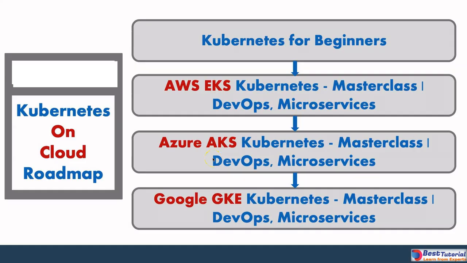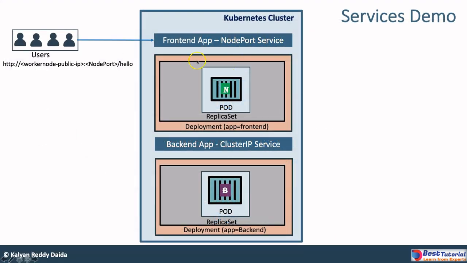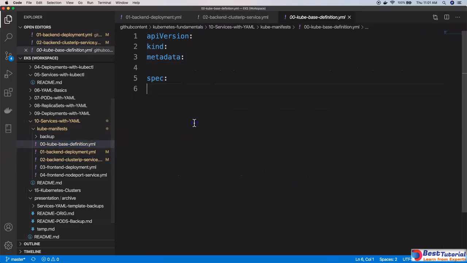Welcome back. In this lecture, we are going to create the front end deployment and then the front end NodePort service. So let's go ahead and complete that now. Let's go to our kube base definition, copy it, and go to our front end deployment and paste it. Now we are going to create the kind as deployment, and its version is going to be apps/v1.